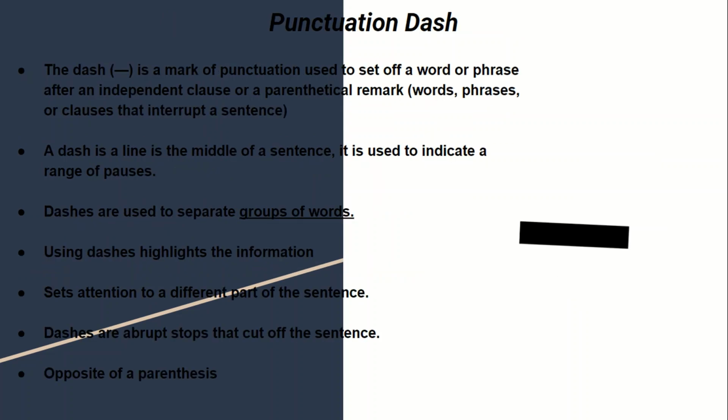Now into the punctuation dash. The punctuation dash is a mark of punctuation used to set off a word or phrase after an independent clause or a parenthetical remark. Words, phrases, or clauses that interrupt the sentence. A dash is a line in the middle of a sentence.